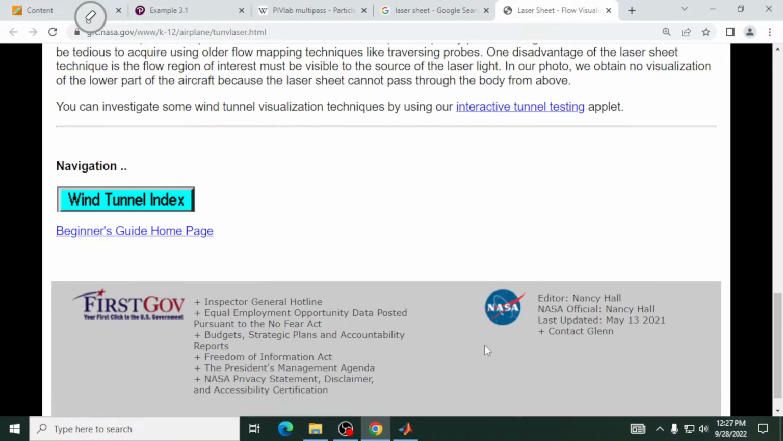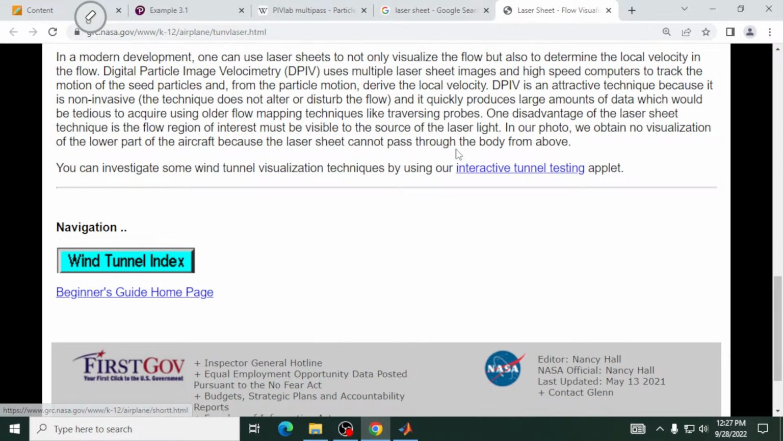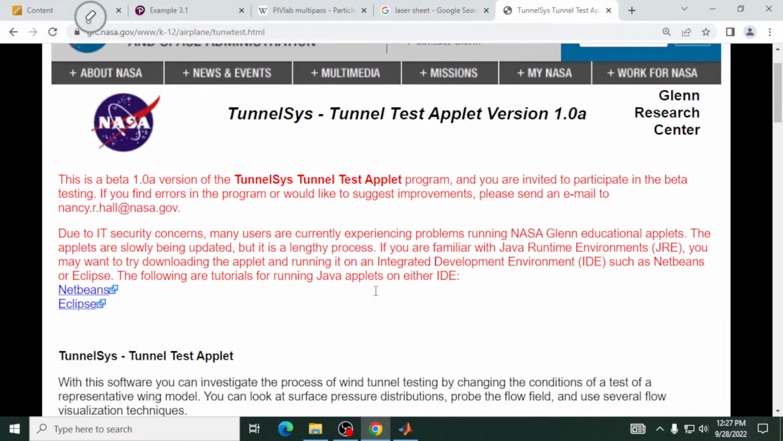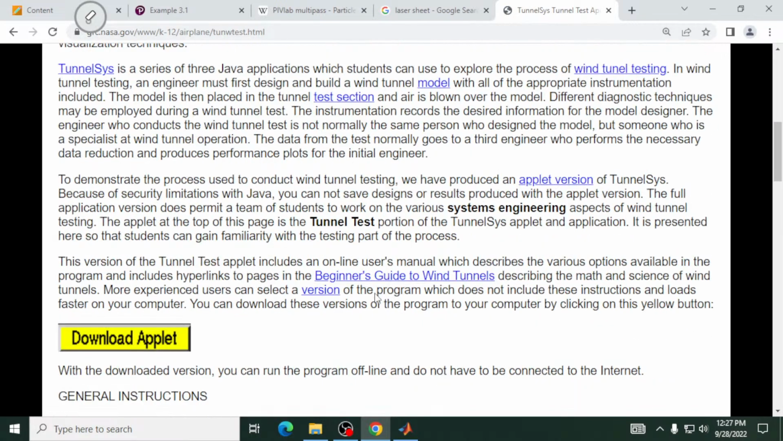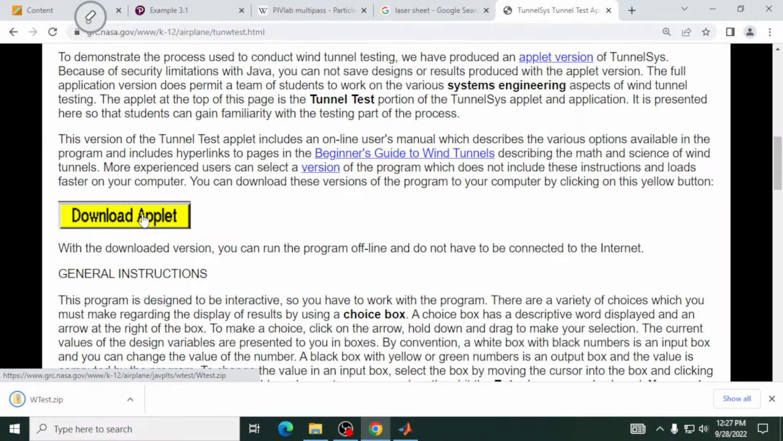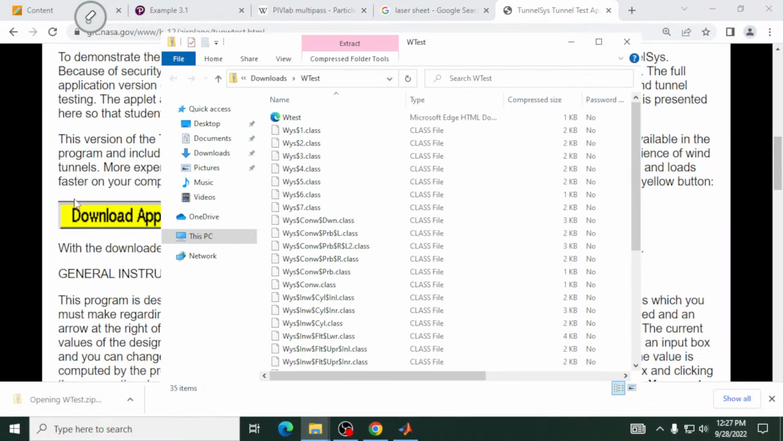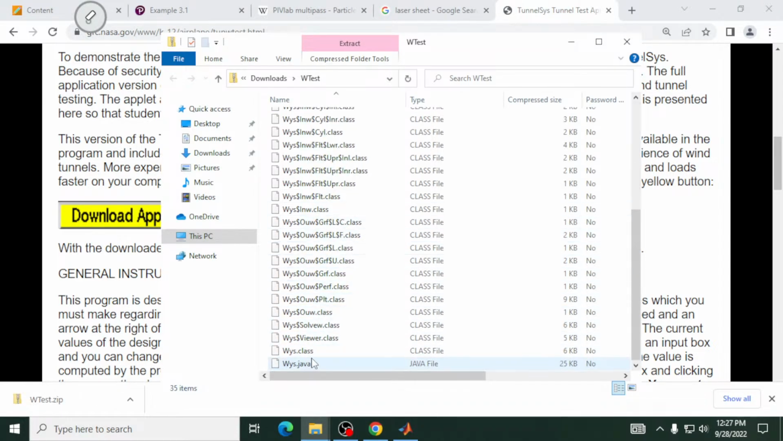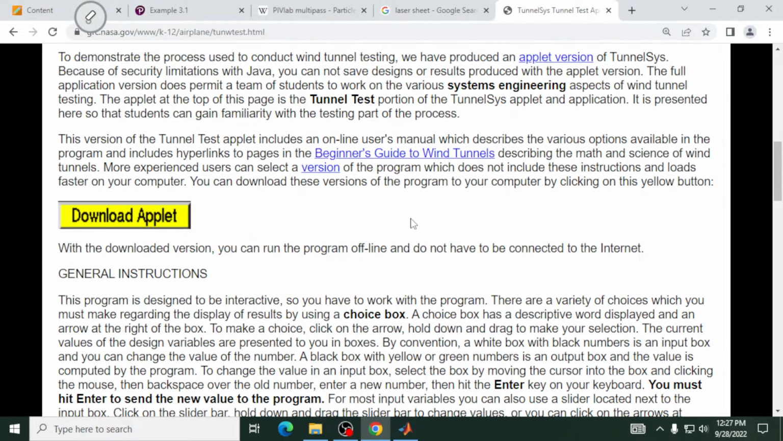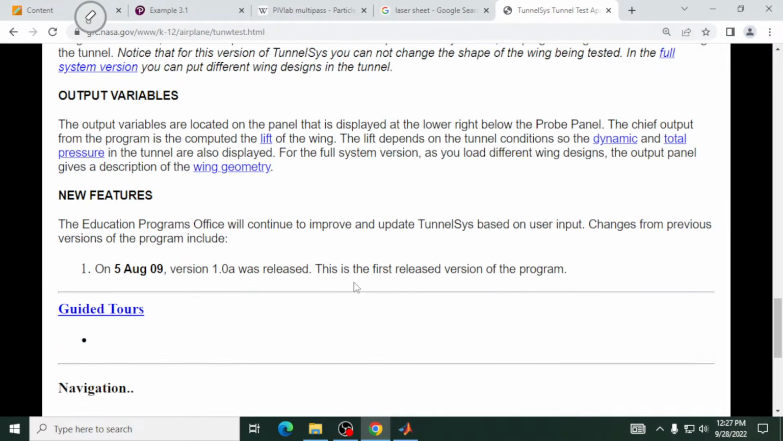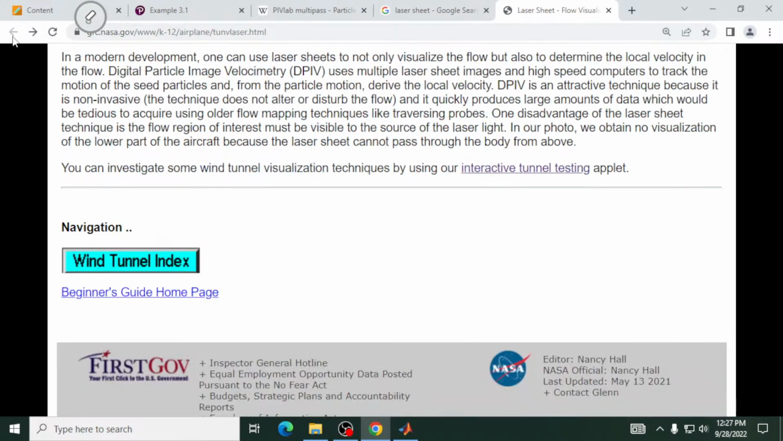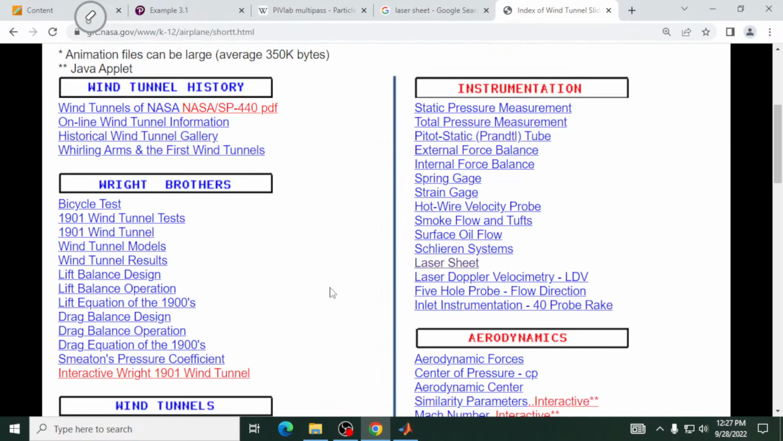You could probably see the interactive wind tunnel applet. Okay, tunnel says applet. Download the applet. Well, if it's an applet, would I just not be able to? Is that it? Oh, it's a Java. I don't think I want to run a Java. But, okay, I have to use this one. Wind tunnel index. There's a laser sheet. Laser Doppler.